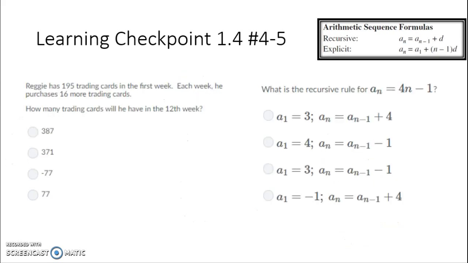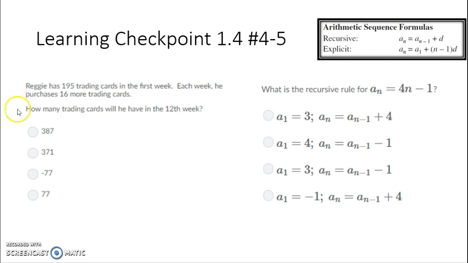Number 4 is a word problem, and it says Reggie has 195 trading cards in the first week. Each week he purchases 16 more trading cards, and I want to know how many he'll have in the 12th week. We can actually solve this problem by using the explicit rule for our arithmetic sequence, and the reason that we do the arithmetic sequence is because we are adding over and over and over again. It says that each week he purchases 16 more cards. So every week he adds 16 cards to his collection.